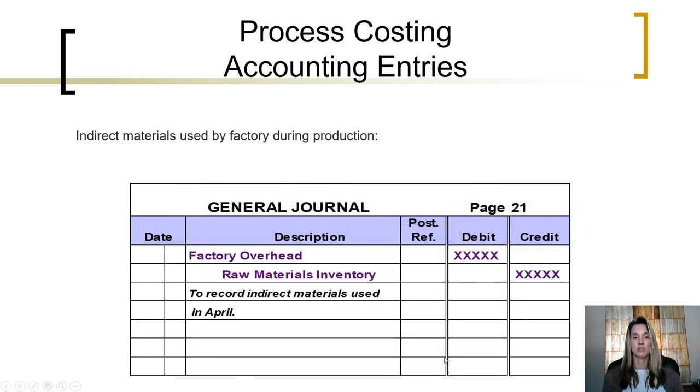As indirect materials are called into production, those indirect materials are going to come out of the raw material account with a credit, and we're going to record actual indirect material costs with a debit into the factory overhead clearing account.